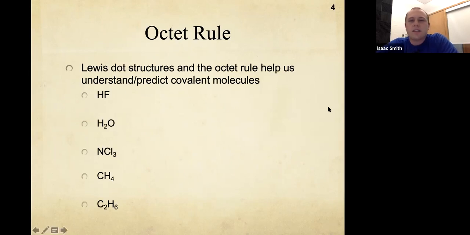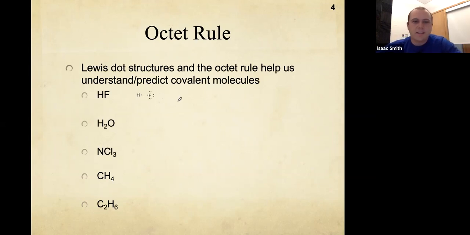Okay, so we talked about octet rules, right? And how the different atoms want to see 8 electrons in their valence shell. They want to have 8 valence electrons, just like the noble gases, right? So Lewis dot structures are a good way to kind of visualize what covalent molecules look like, right? And using the octet rule, we can kind of predict what these molecules are going to look like as the atoms go together, right? Okay, so hydrogen has 1 valence electron. Okay, you see that here.